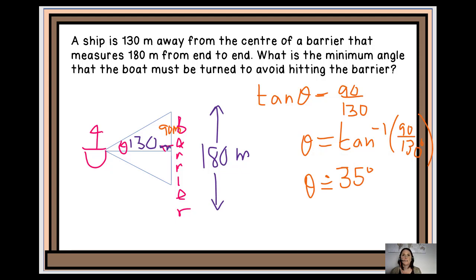So we need a concluding statement. So therefore, the minimum angle that the boat must be turned to avoid hitting the barrier is 35 degrees.